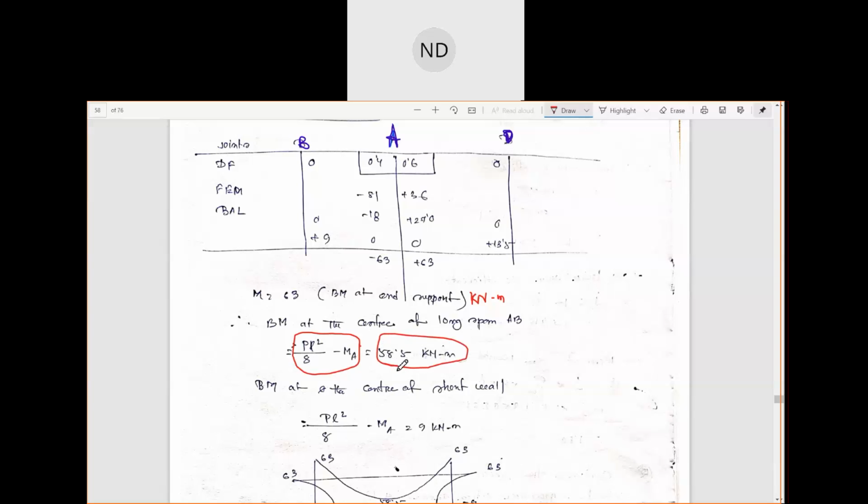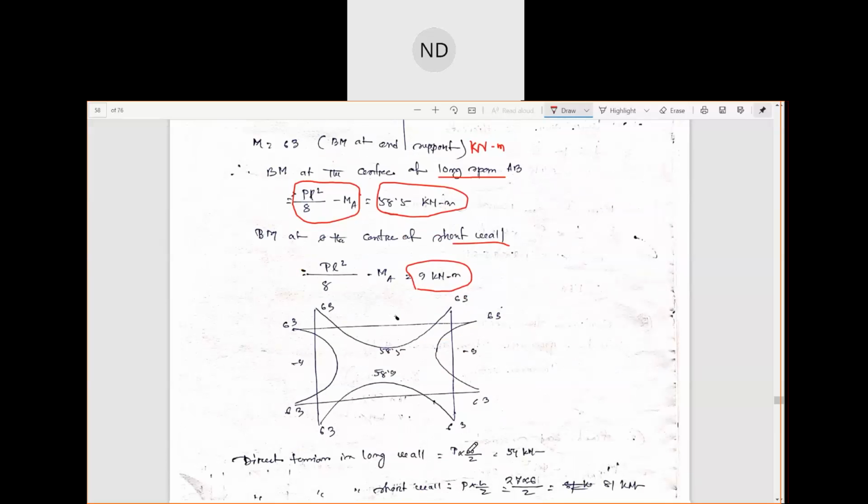Now the bending moment at the center of the short wall. Again you'll see WL square by 8 minus the support moment. Here MA and MB are the same, 63 and 63, but the difference is that in the longer span you have L to be 6 meter, and in the short wall it is 4 meter. So this becomes 9 kilonewton meter. The bending moment at the center of the long span is 58.5 kilonewton meter, and at the center of the short wall it is 9 kilonewton meter.